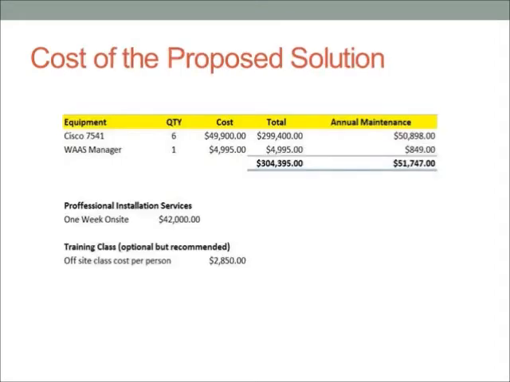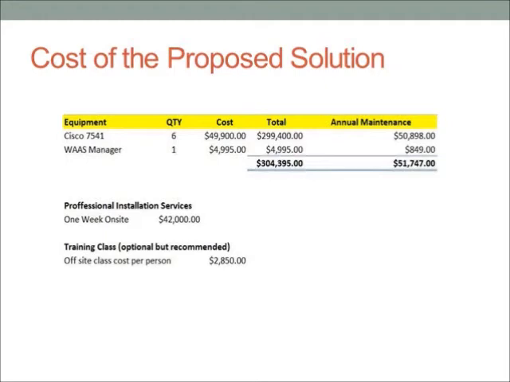The cost of the proposed solution. The 7541 is a quantity of 6. They're at $49.9K each for a total of $299,400. The annual maintenance is figured at 17% of the retail price, so that would be $50,898. That is a 4-hour maintenance, so that's 4-hour 24 by 7 with someone being on site. So within a 4-hour response time, if one of the appliances fails, someone from Cisco would be on site and have that replaced. The WAS Manager is software.